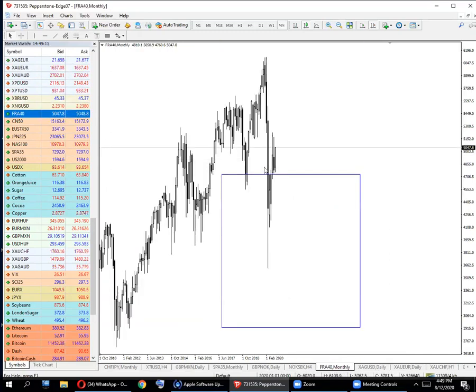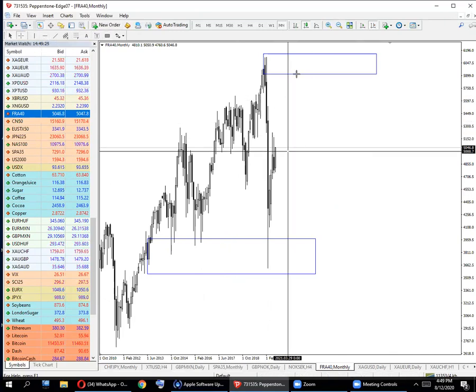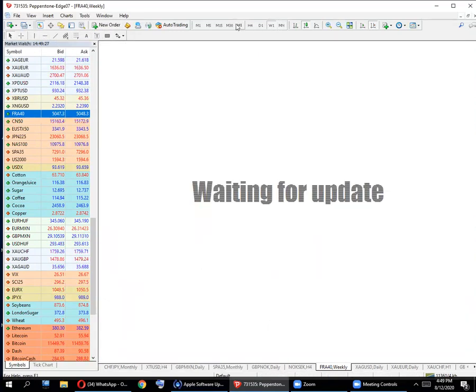For example, the market took entry from this demand level. It's a monthly time frame chart. So this one is our TP level. So these are the pips we have for a buy. Now we can go on the low time frame.